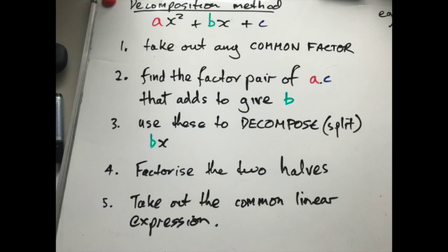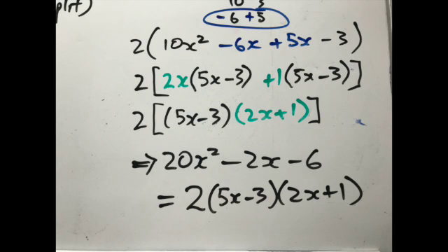We're up to step 4, to factorise the 2 halves. That is, take the first 2 terms, find a common factor and bring it out, and the second 2 terms, find a common factor and bring it out. So 10x squared minus 6x, we're just looking at that, finding a common factor of 2x and bringing it out. Second one, well, a bit tricky. There's not really a common factor, but we can just put plus 1 out the front. And that allows us to get that common factor of 5x minus 3. That can come out the front and create a second bracket of 2x plus 1.